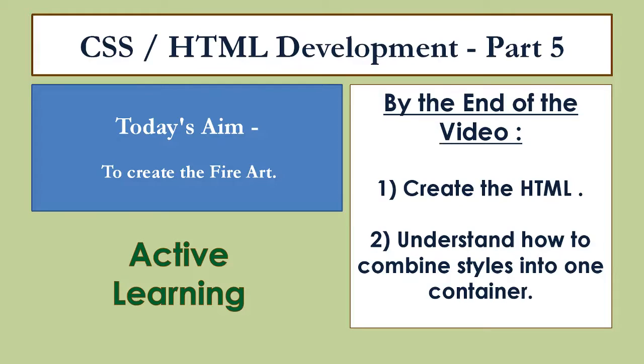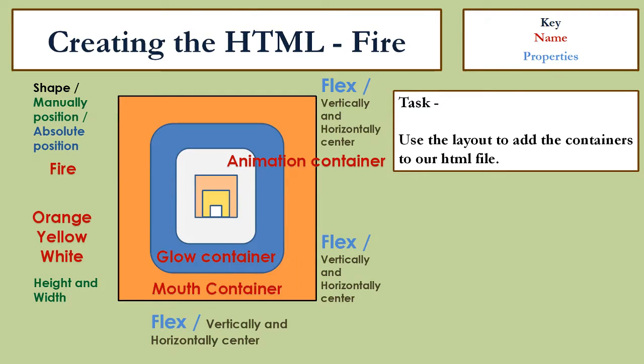So let's get started. Okay, so the task that we want to try and do now is use the plan and the layout to add the containers in our HTML file. Remember, we already have the mouth container, and within that mouth container we need to create the glow container, the animation container, and then the orange, yellow, and white fire. So pause the video and see if you can quickly add that HTML to our HTML file.